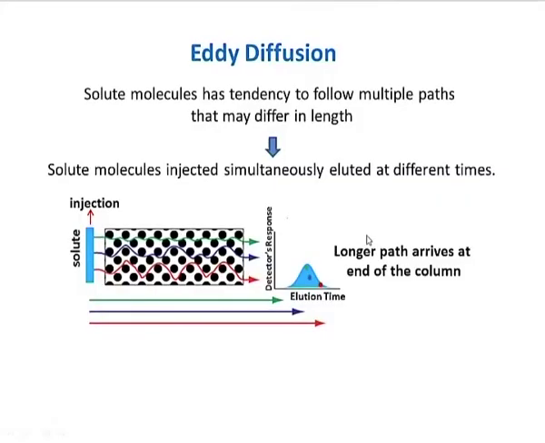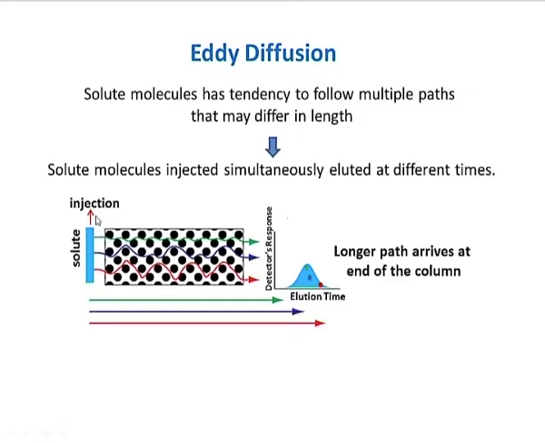The first is eddy diffusion. What is eddy diffusion? Eddy diffusion talks about that solute molecules would have a tendency to follow multiple paths which may differ in length. What does it mean? Look at this picture here. We can assume this as a column, a packed column, and all these black dots are stationary phase particles. These are packed inside this column.